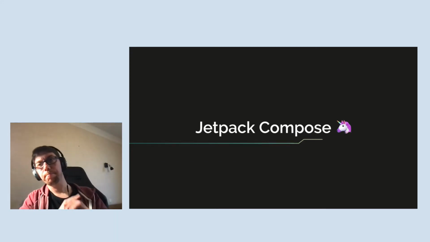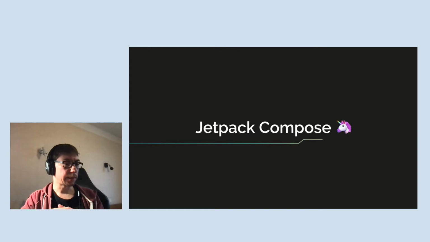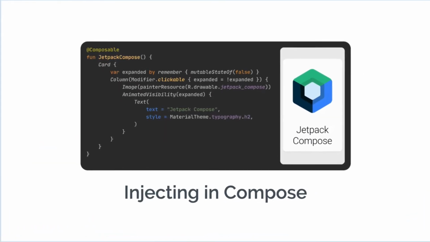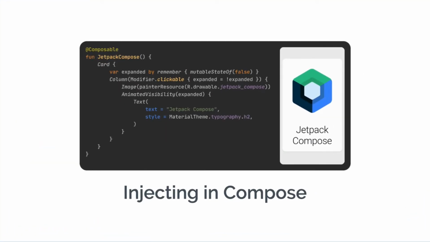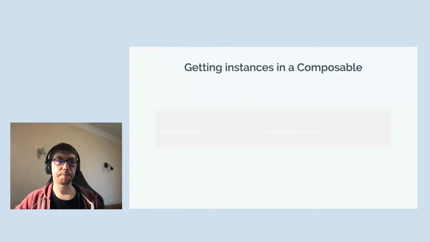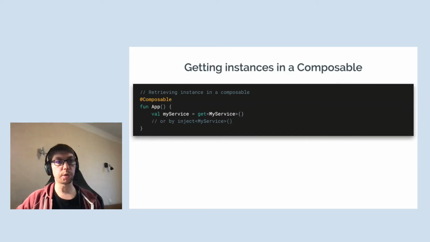Let's go with some more recent topics. And the first one is Jetpack Compose. Koin is proposing a first API to let you inject your dependency inside an Android Compose application. The idea is just to let you access your dependency in a natural way from your composable function. What you need here is just the Koin Android Compose package from Gradle, and then you will be able to get an instance inside your composable function with just get, or by inject if you want a lazy expression here.